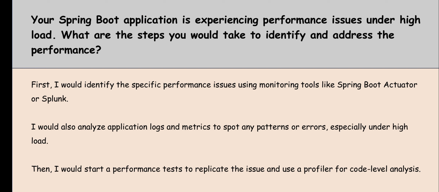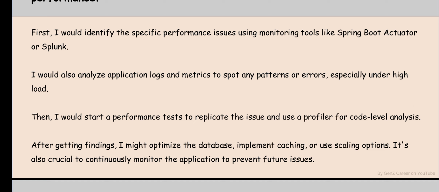First, I would identify the specific performance issues using monitoring tools like Spring Boot Actuator or Splunk. I would also analyze application logs and metrics to spot any patterns or errors, especially under high load. Then I would start a performance test to replicate the issue and use a profiler for code-level analysis. After getting findings, I might optimize the database, implement caching, or use scaling options. It's also crucial to continuously monitor the application to prevent future issues.